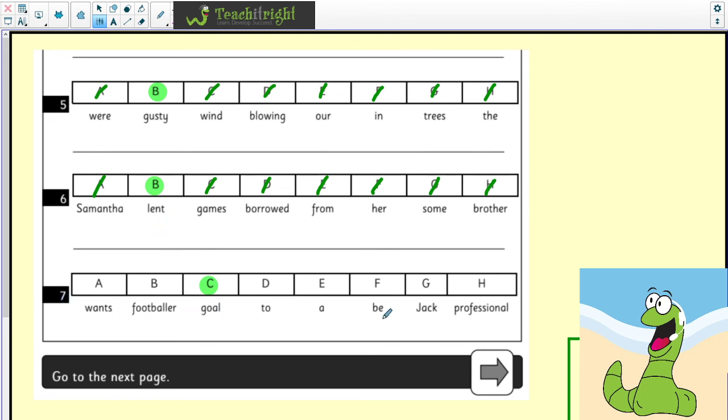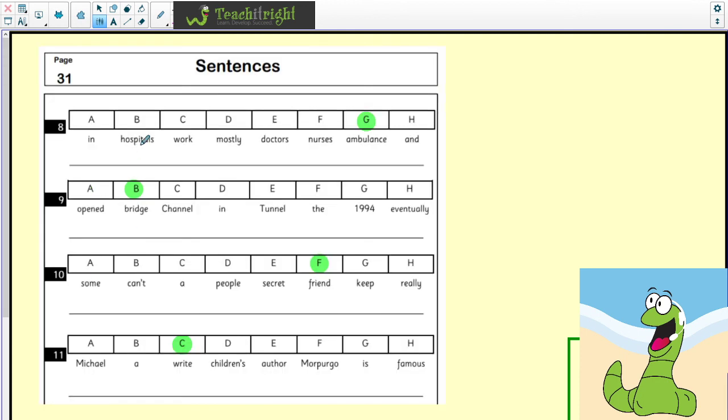Number 7, we've got Jack. So we'll probably start with the proper nouns. We've got Jack. What does Jack want to do? Jack wants to be a professional footballer. So C is the answer there. Question 8, we've got to start with doctors and nurses mostly work in hospitals. Question 9, the Channel Tunnel eventually opened in 1994.